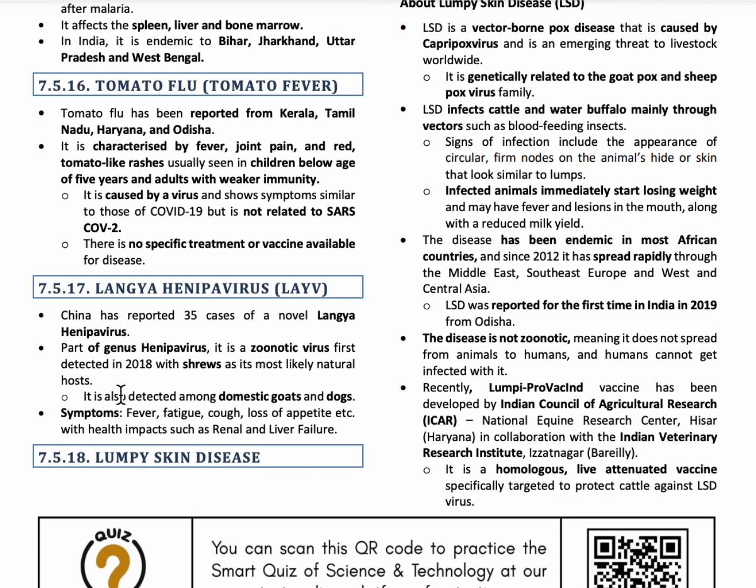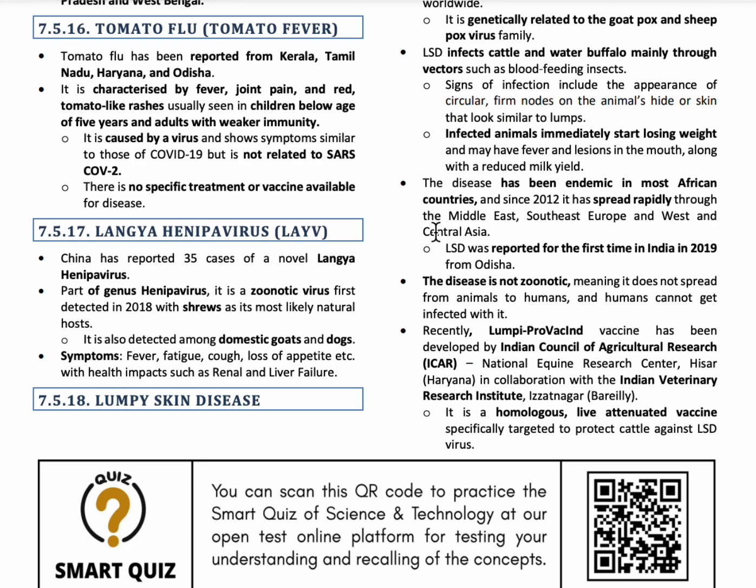Next topic is Langya henipavirus, LayV. It is a zoonotic virus which can spread from animals to humans. It is detected in domestic goats and dogs and it causes fever, fatigue, cough, loss of appetite and renal and liver failure in humans. Next is lumpy skin disease.